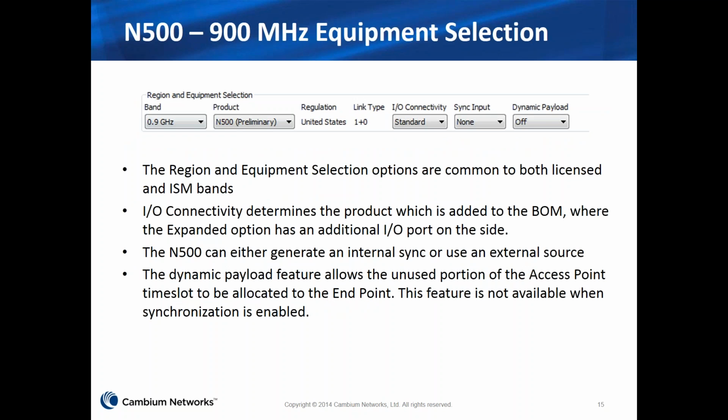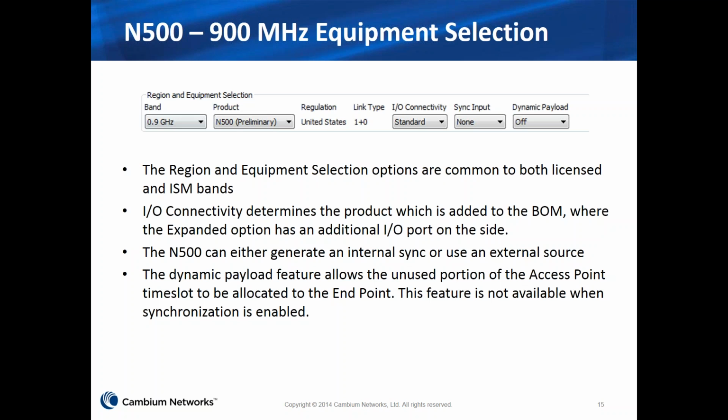There are several equipment options which are common to both the ISM and licensed bands, and these are selected through the region and equipment selection. The I/O connectivity options don't affect the performance predictions in LINKPlanner, but they do change the radios that are added to the BOM. The radio comes in two formats, a standard format and an expanded version, which has an additional I/O port on the side.